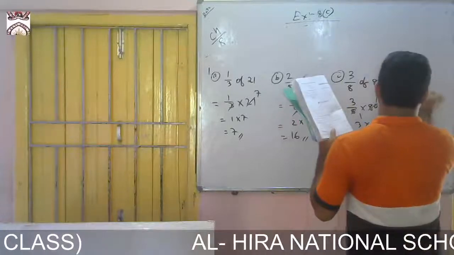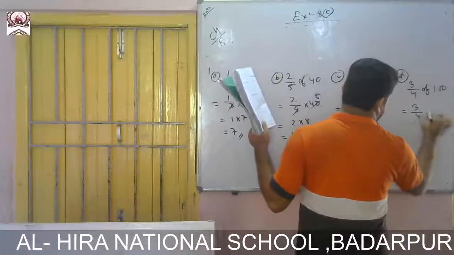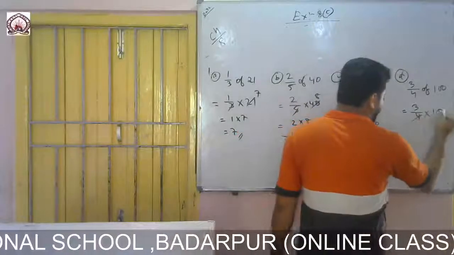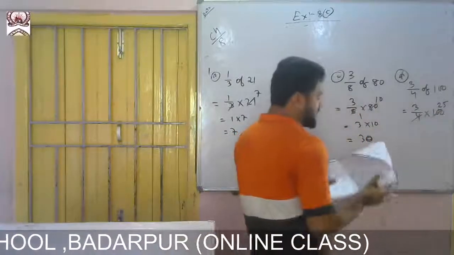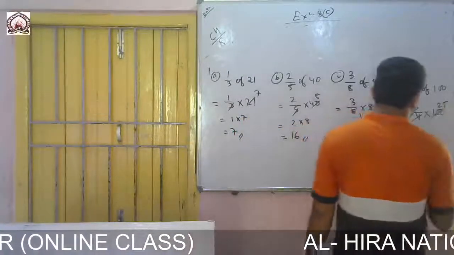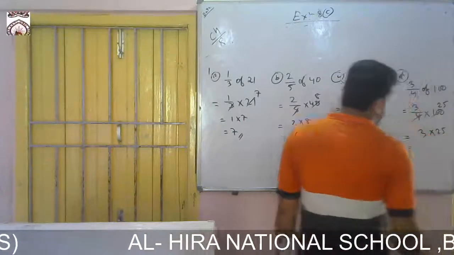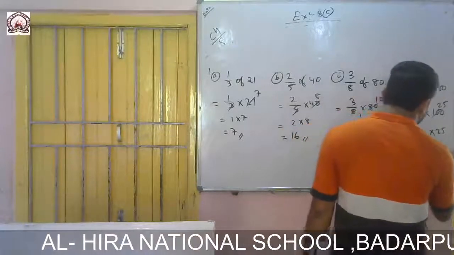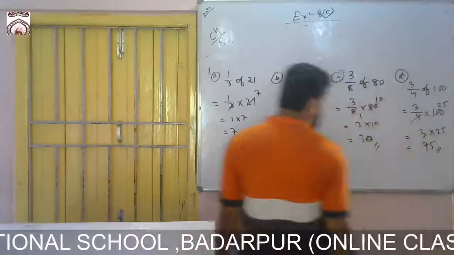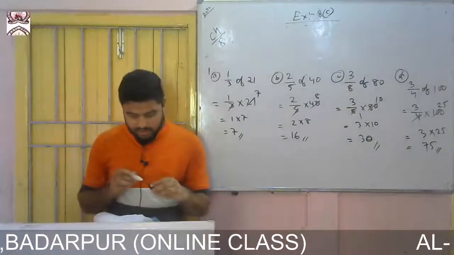Now come to D. D, what is that? 3 by 4 of 100. So it will be 3 by 4 into 100. Okay. Now you get it cancelled. 4 1s are 4, 4 25s are 100. Or you can do like this, with 2 you get it cancelled like this. Also you can do. So 3 into 25, it is 75. If you multiply, then 75. 3 5s are 15, 3 2s are 6 and 1, 75. Okay.